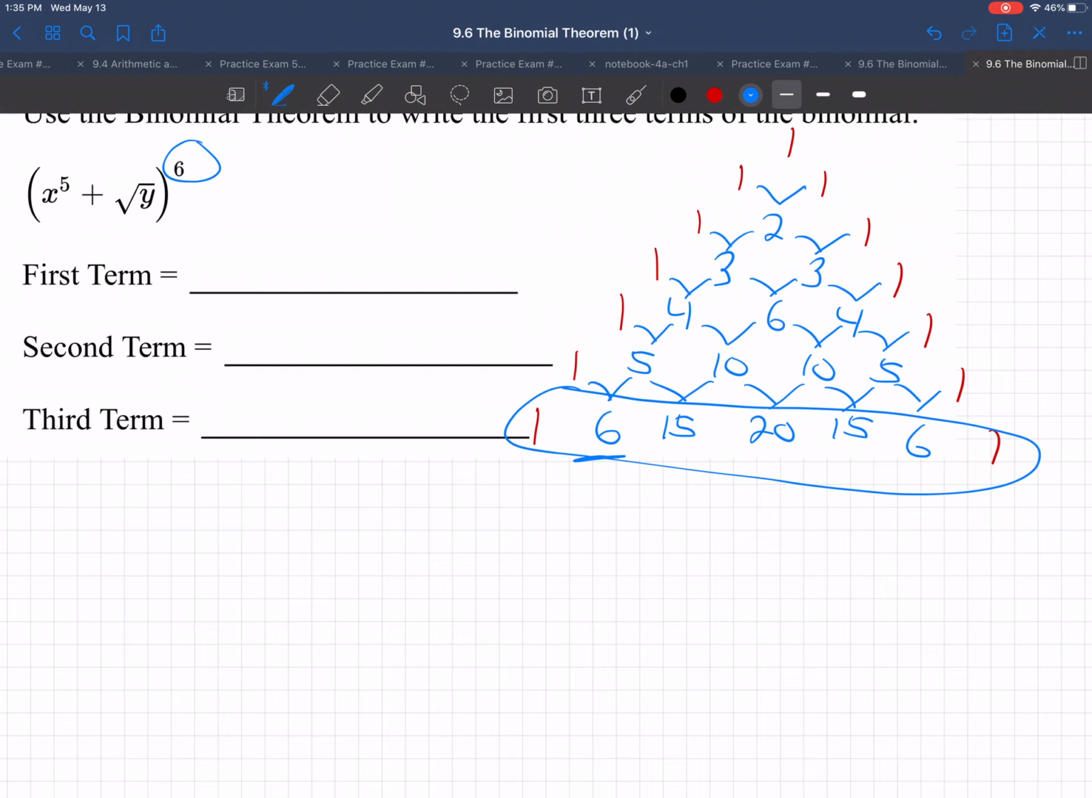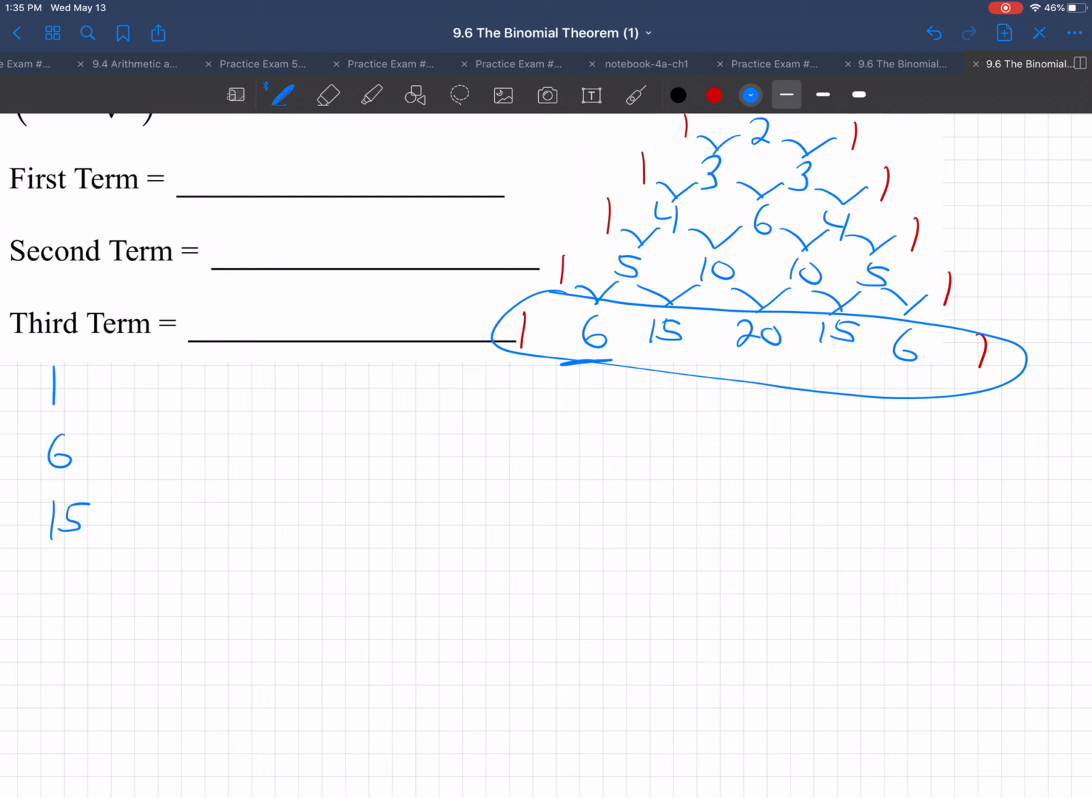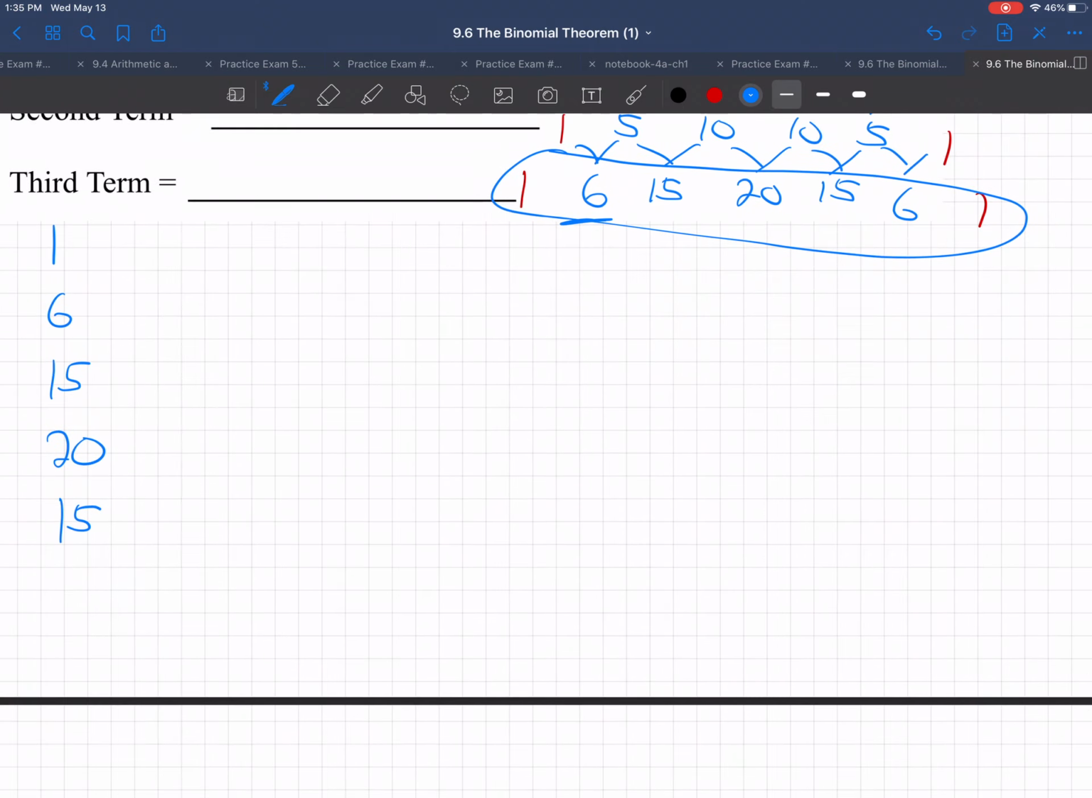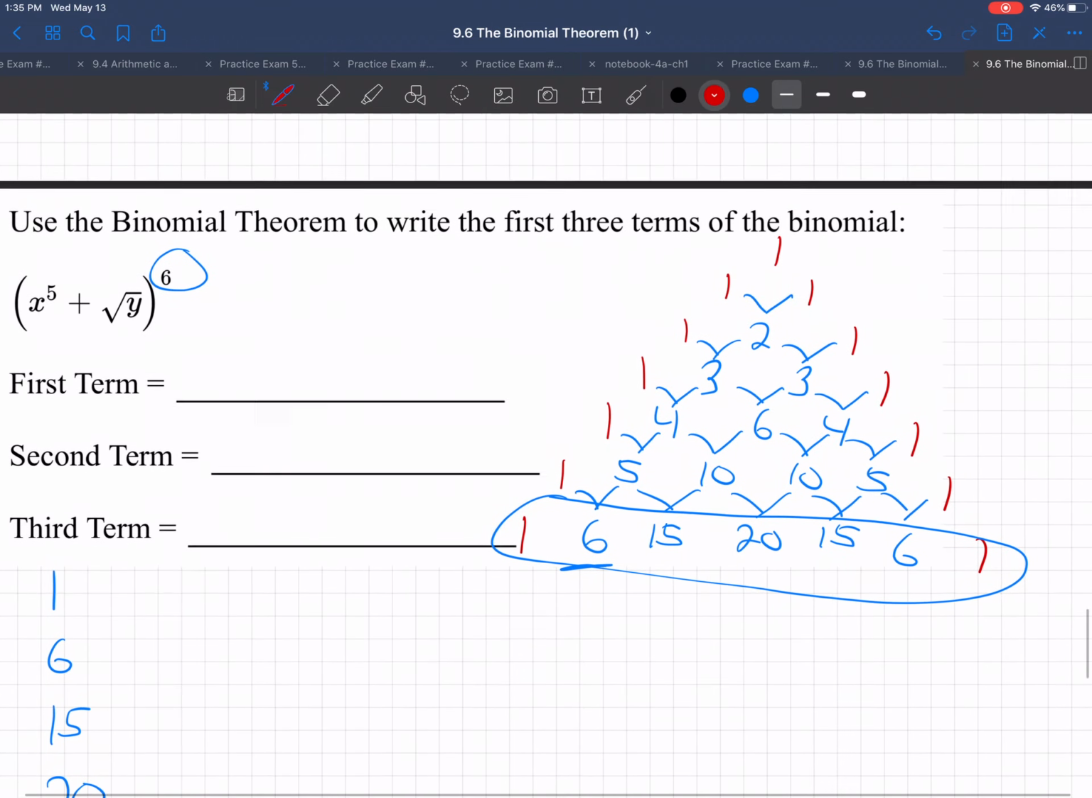So there are our coefficients. Let's put those in the front first. So 1, 6, 15, 20, 15, 6, 1. And now, there are the coefficients.